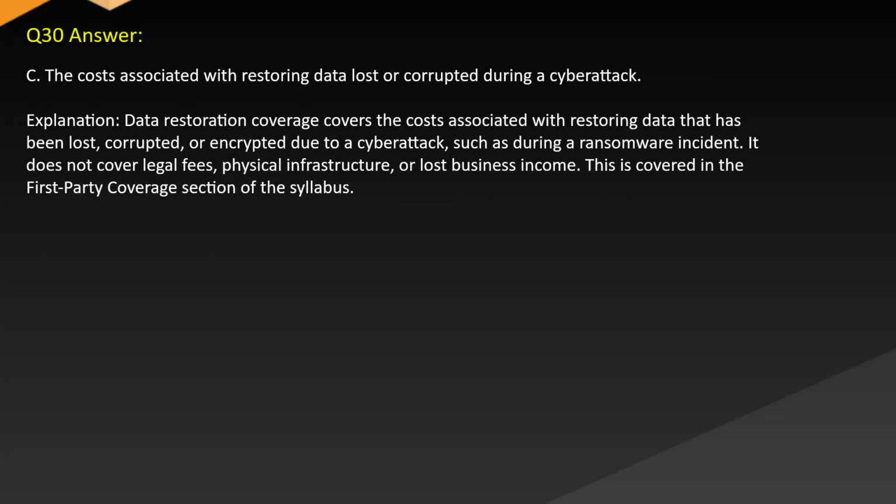Answer C. The costs associated with restoring data lost or corrupted during a cyber attack. Explanation. Data restoration coverage covers the costs associated with restoring data that has been lost, corrupted, or encrypted due to a cyber attack, such as during a ransomware incident. It does not cover legal fees, physical infrastructure, or lost business income. This is covered in the first-party coverage section of the syllabus.